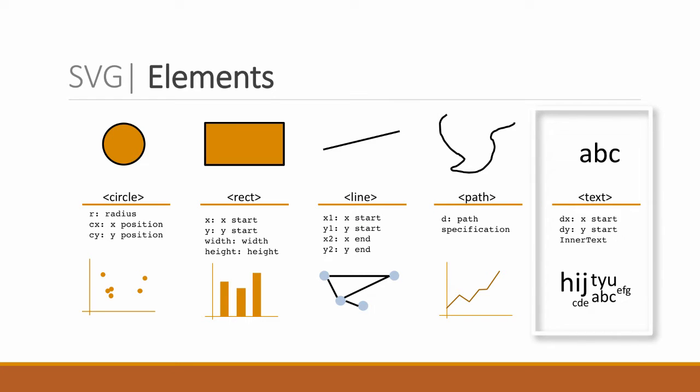Then we have the text. So if you want to add a text to the SVG, then you can use the tag text, and you can define the X and Y position of the text, and the inner text, the text inside the tag, will be the one that will be visualized.